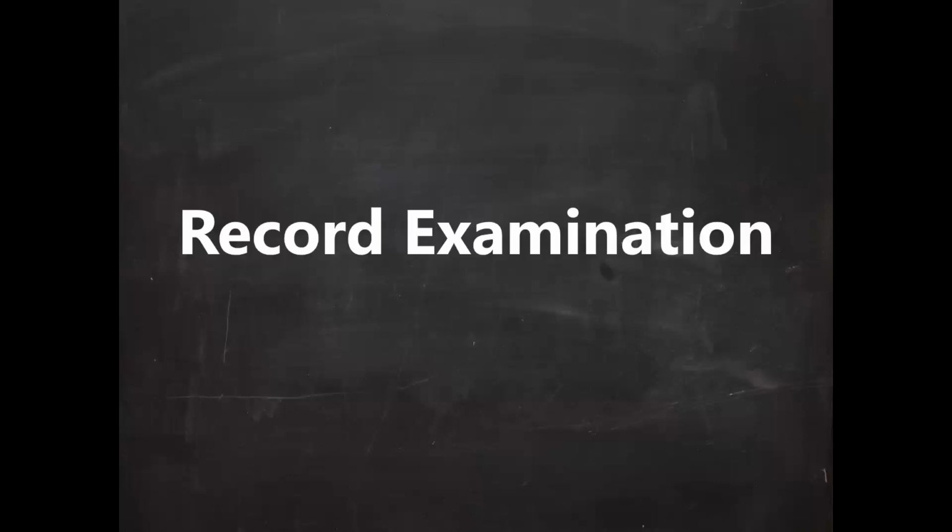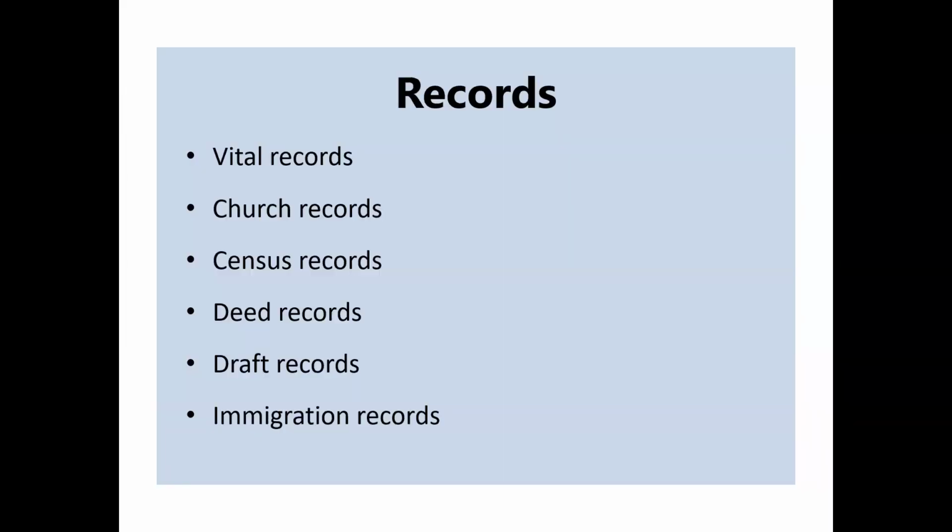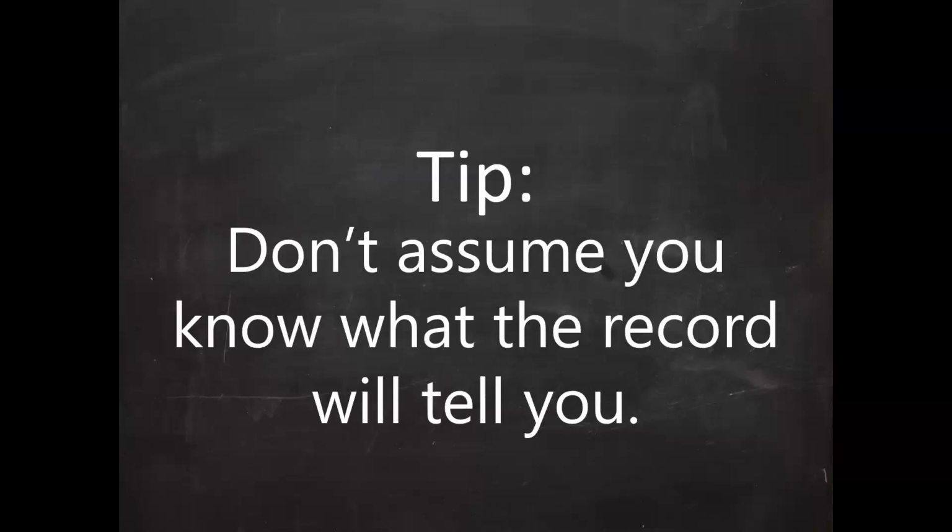So let's talk about record examination. For the purposes of today, I'm going to show various examples of the records you see here. So vital records, church records, census records, deed, AKA land records, draft records, and immigration records. Biggest thing, don't assume you know what the record will tell you. When we do that, we do not actually read the record.